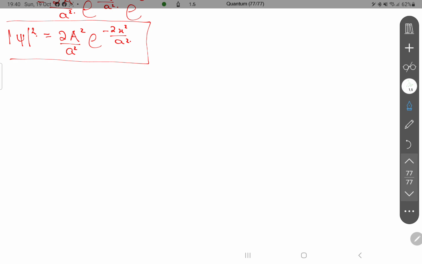So this is a Gaussian function centered at 0, so we can say at x equals 0, with a form like c e to the power negative x squared over 2 sigma squared. It has that format there.